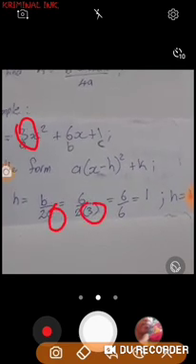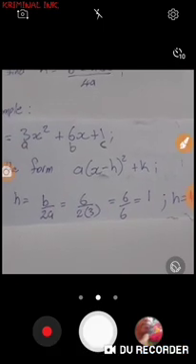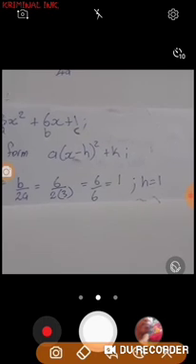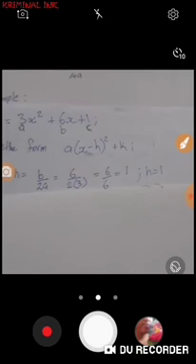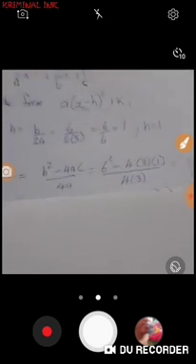So A is 3. So we just put it in the formula, and from there on out, it's just simple fractions. 6 over 2 times 3, that's 6. So H ends up becoming 1. Right? Clear as mud? Alright.